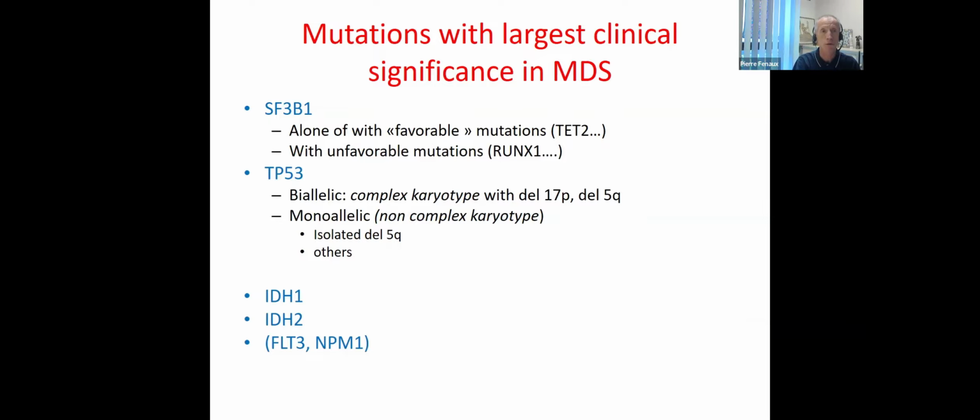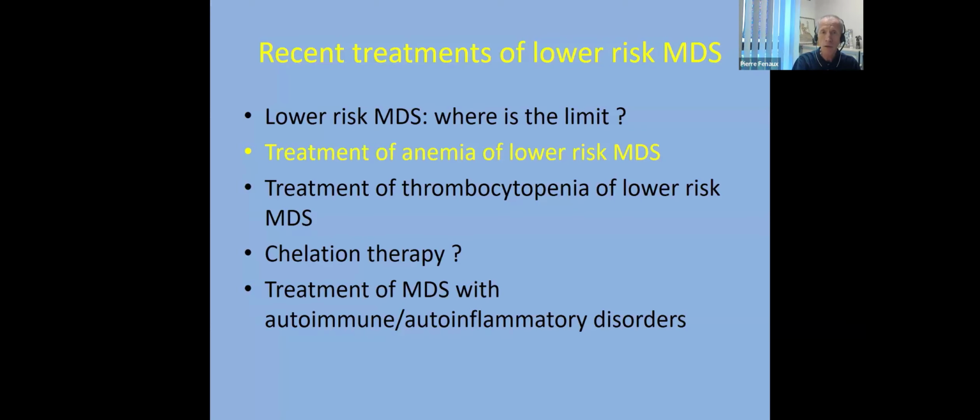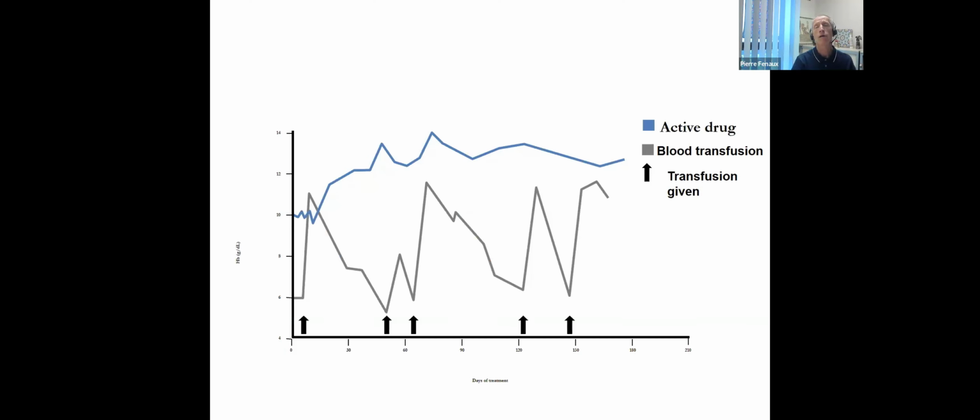So now, what is more important, as I said, in low-risk MDS is generally anemia. Now, thrombocytopenia in some patients can predominate, but it's generally anemia. And there are two ways of treating anemia. One is to try to improve the hemoglobin level and avoid transfusions. That's the blue line. And one is to transfuse patients.